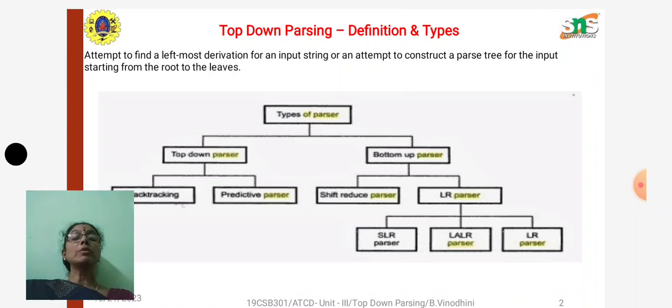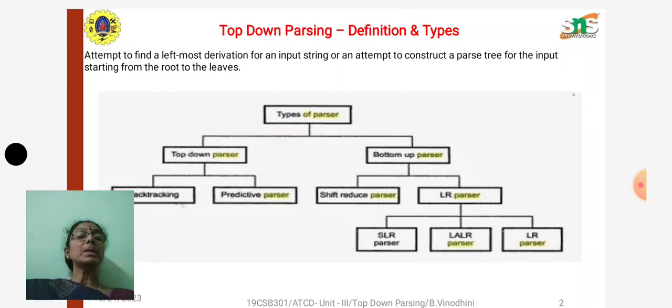Next one is the predictive parser. Predictive parser means without backtracking. Another name for the predictive parser is the non-recursive descent parser. In that we have an algorithm for how to construct the predictive parser. That is the thing we are going to see in today's lecture.